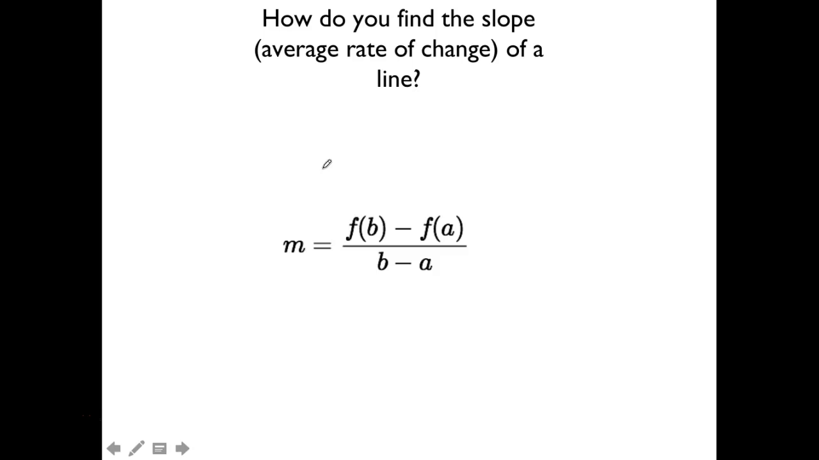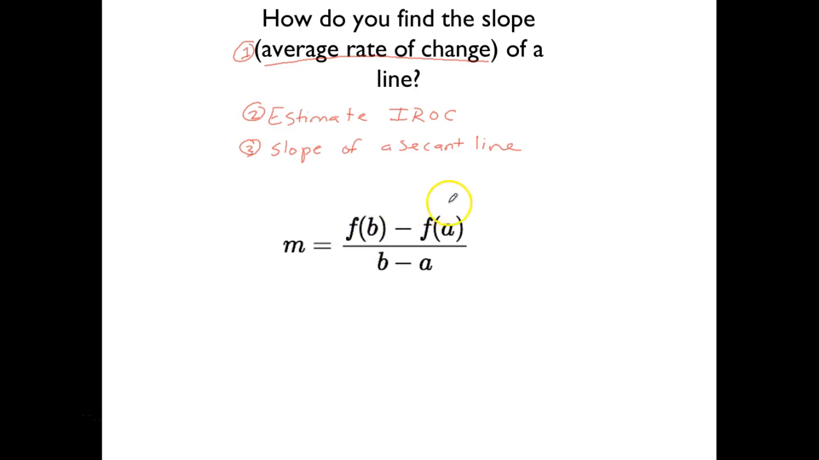Okay, let's go forward. So, whenever you see the words average rate of change, estimate the instantaneous rate of change, or slope of a secant line, and I will explain that last one here in a bit. If you see any one of those three things, write this down.